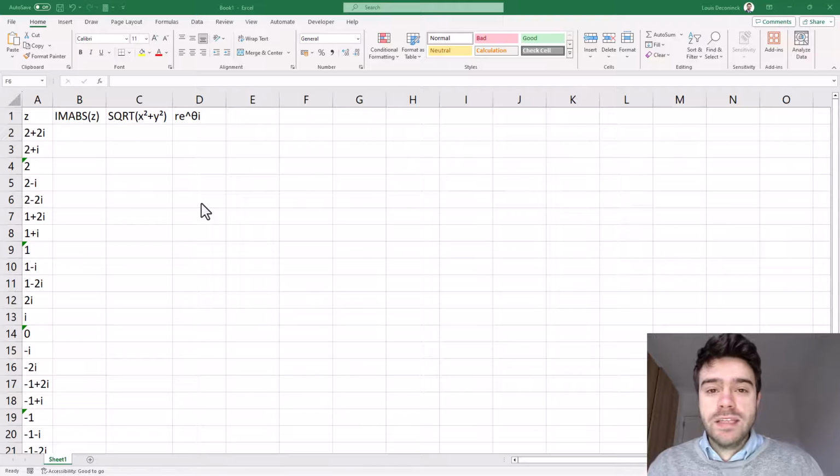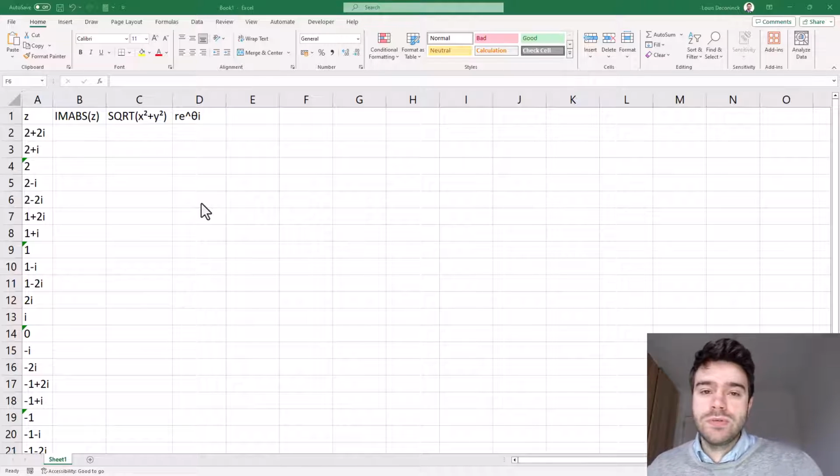The IMABS function within Excel allows us to take the absolute value of a complex number. Now, when working with real numbers and we take the absolute value of such a real number, we might think it's just taking the positive value. So -4 becomes 4 and 4 remains 4. But actually what it means is the distance from that point to 0. So the distance between -4 and 0 is 4, and the distance between 4 and 0 is also 4.